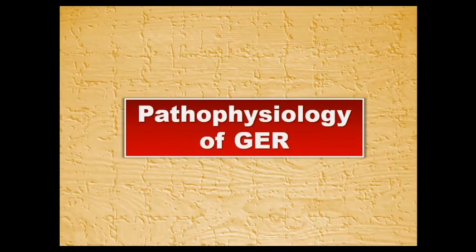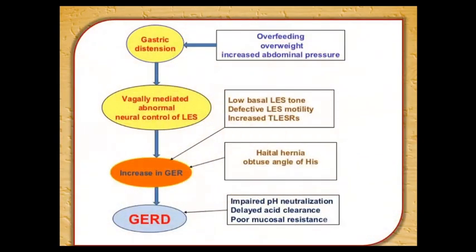Now, what is the pathophysiology of gastroesophageal reflux? Firstly, we have to know that a well-coordinated relaxation of the lower esophageal sphincter is essential for the transport of food into the stomach. And we have the basal lower esophageal sphincter pressure, which should be maintained above 4 mmHg to prevent the reflux.